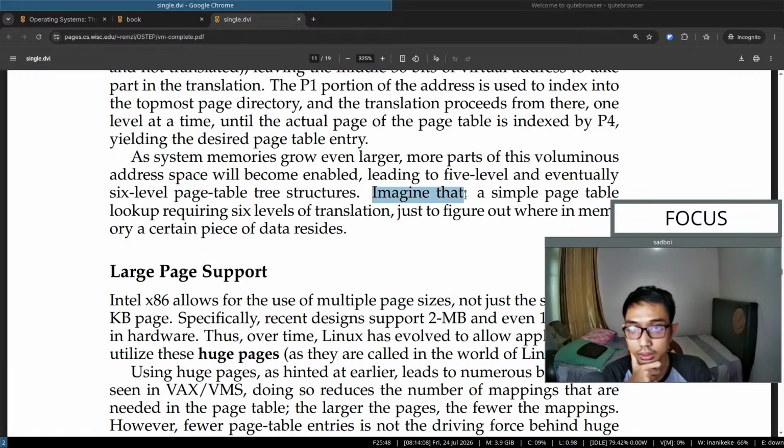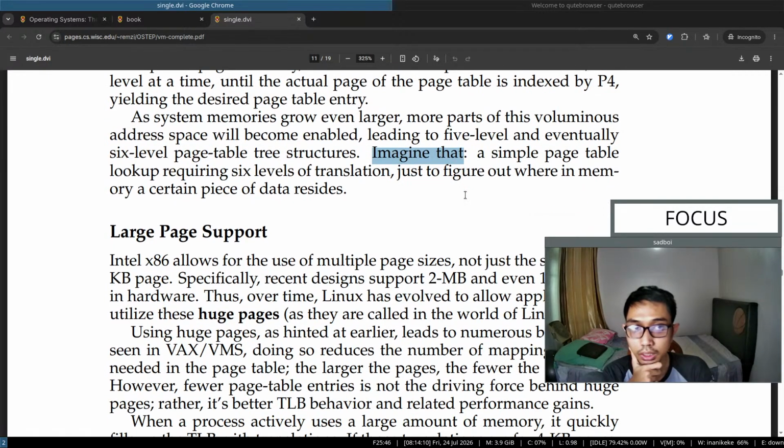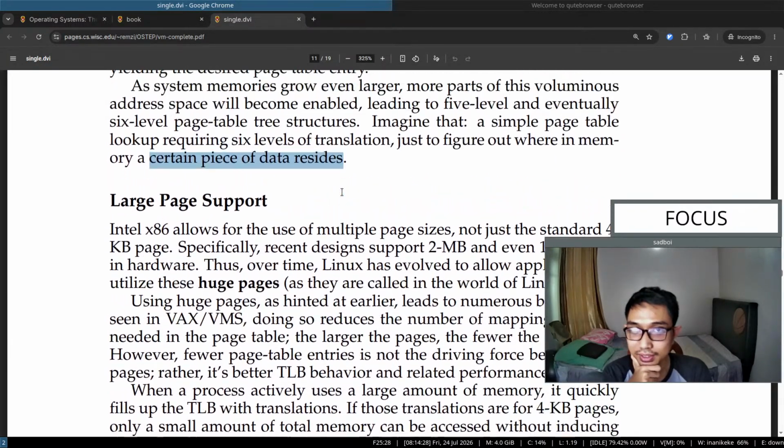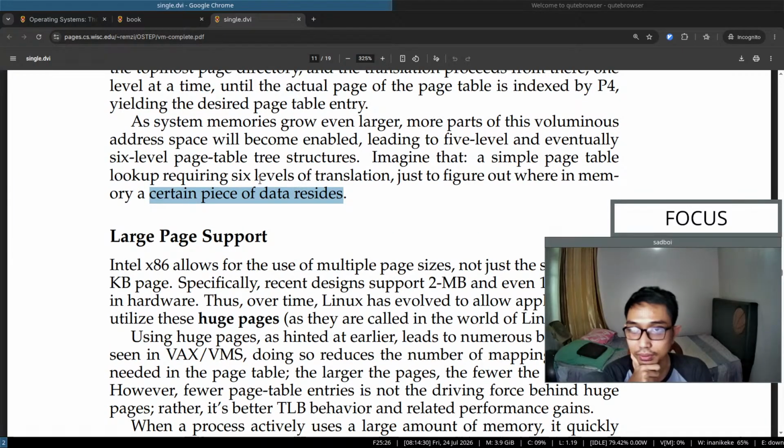Imagine that a simple page table lookup requiring 6 levels of translation just to figure out where in memory a certain piece of data resides. That is the interesting part, with this multi-level page table, right?